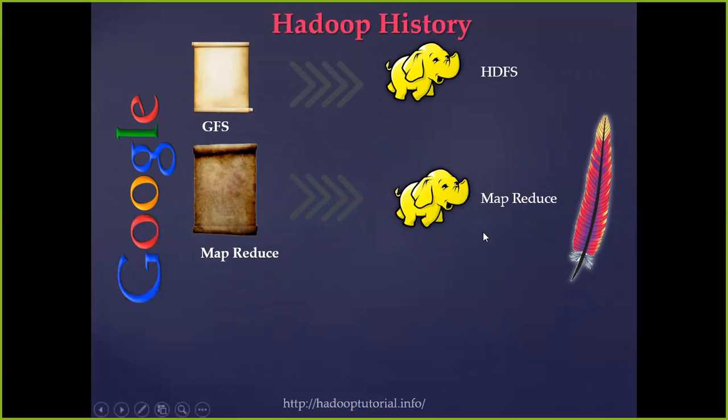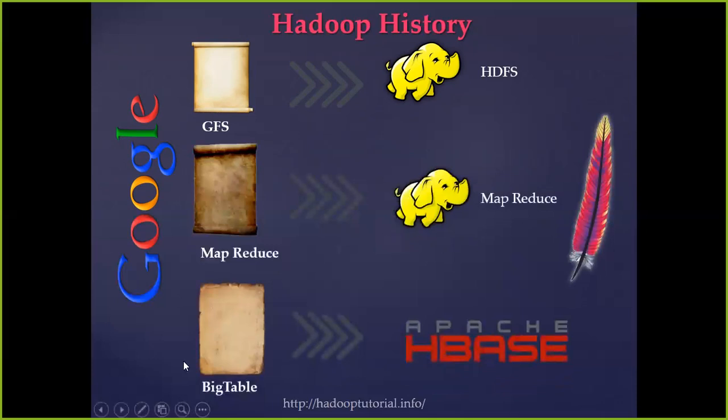Yahoo developed the MapReduce framework, and HBase is again from Bigtable, which is a white paper from Google. Even this was developed by Yahoo only. All these three major frameworks were developed by Yahoo, and Yahoo later contributed them to ASF, the Apache Software Foundation. This leaf symbol is for Apache. So now they are Apache Software Foundation open source frameworks.